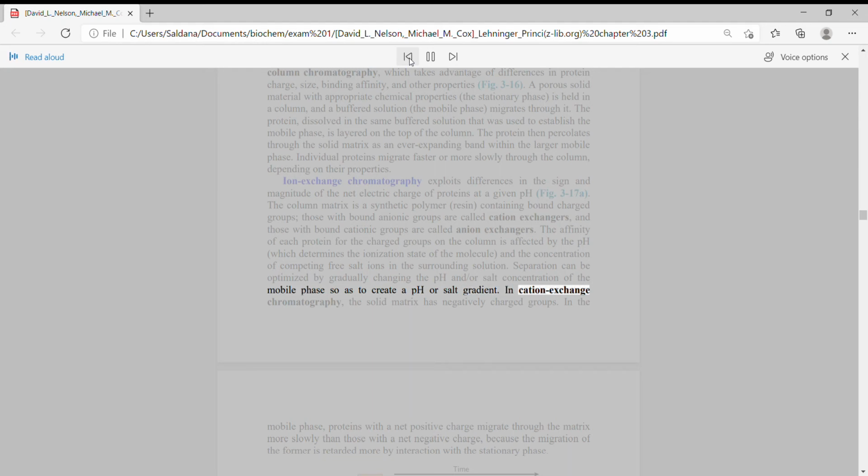In cation exchange chromatography, the solid matrix has negatively charged groups. In the mobile phase, proteins with a net positive charge migrate through the matrix more slowly than those with a net negative charge, because the migration of the former is retarded more by interaction with the stationary phase.